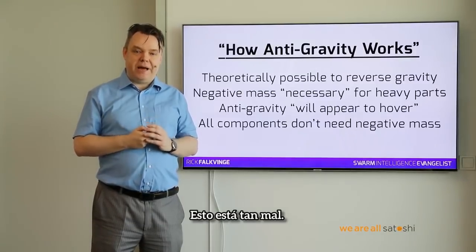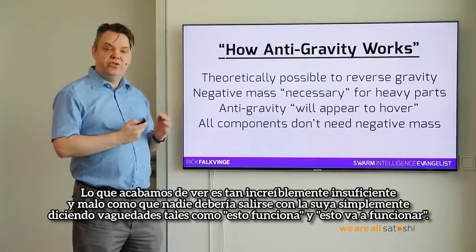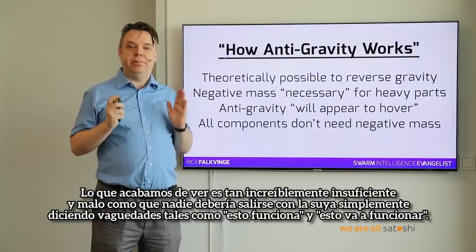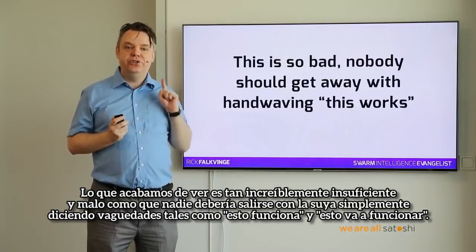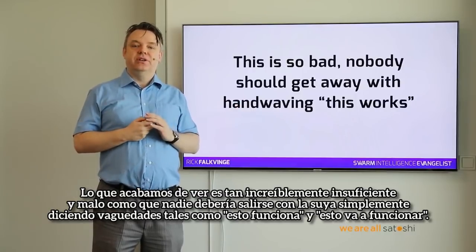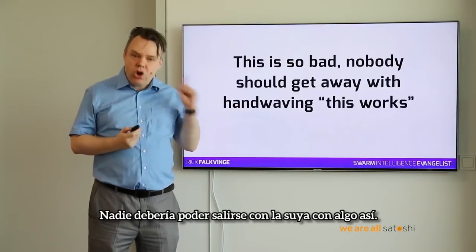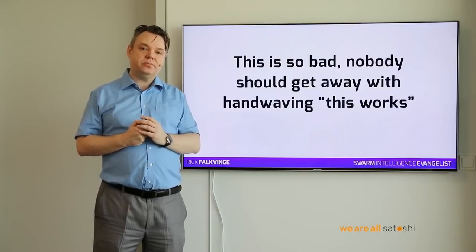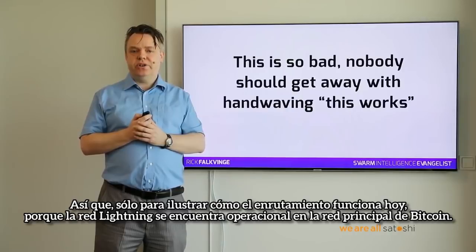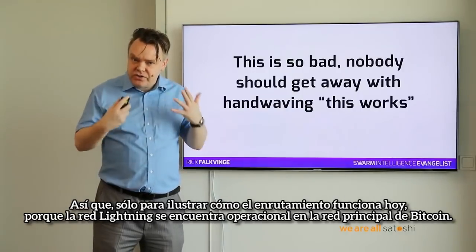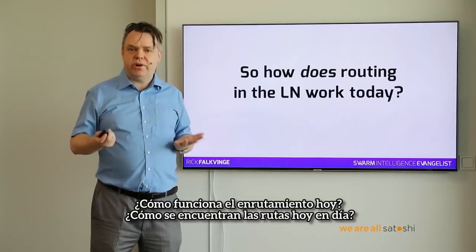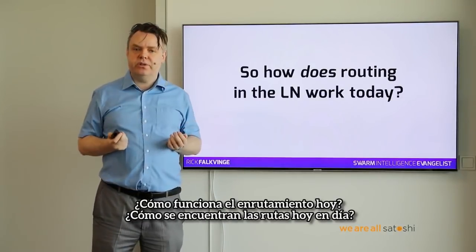This is so bad. What we just saw in this white paper is so incredibly insufficient and bad that nobody should get away with hand-waving "this works" and "this'll work" kind of hot air. Nobody should get away with that. So just to illustrate, how does routing work today? Because the Lightning Network is operational on the main network of Bitcoin. So how does routing work today? How does pathfinding work today?